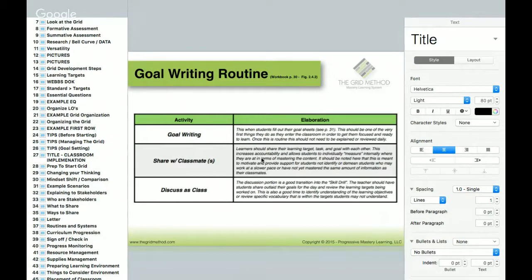The other question you had, Megan, and thank you so much, was how does group work within the grid system? The goal writing process actually includes some group work already, so students are always talking to each other. There's a few different ways that group work plays a role in the grid method.